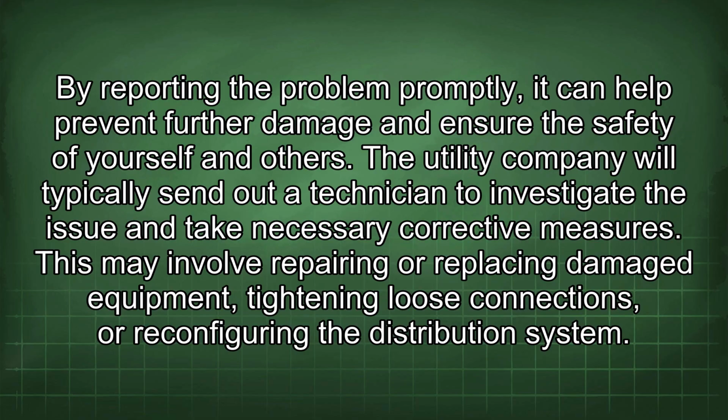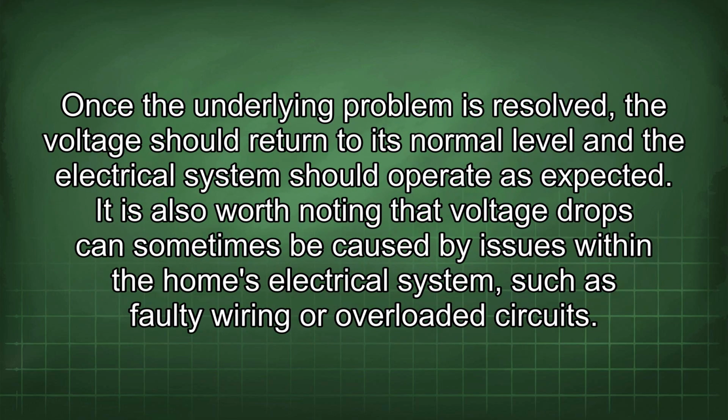The utility company will typically send out a technician to investigate the issue and take necessary corrective measures. This may involve repairing or replacing damaged equipment, tightening loose connections, or reconfiguring the distribution system. Once the underlying problem is resolved, the voltage should return to its normal level and the electrical system should operate as expected. It is also worth noting that voltage drops can sometimes be caused by issues within the home's electrical system, such as faulty wiring or overloaded circuits.